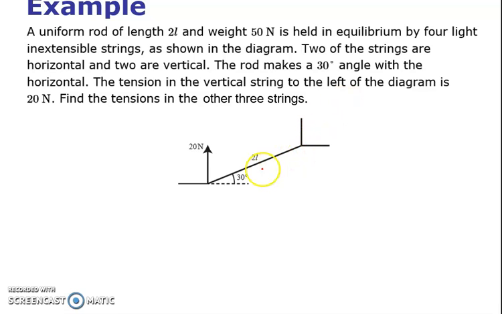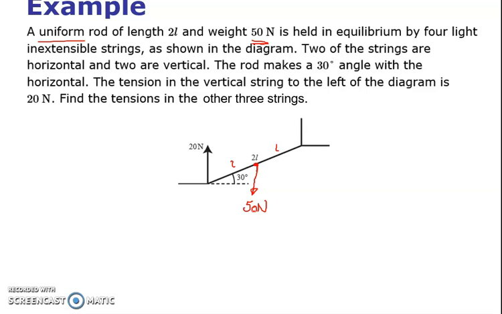So what we're going to do now, we've got a uniform rod of length 2L. Now they do that deliberately because then there's an L and an L kind of halfway. And it's because it's uniform, we talked about this last time. When it's uniform, its weight, which they tell us is 50 newtons, acts from the centre. So that's 50 newtons acting from there.